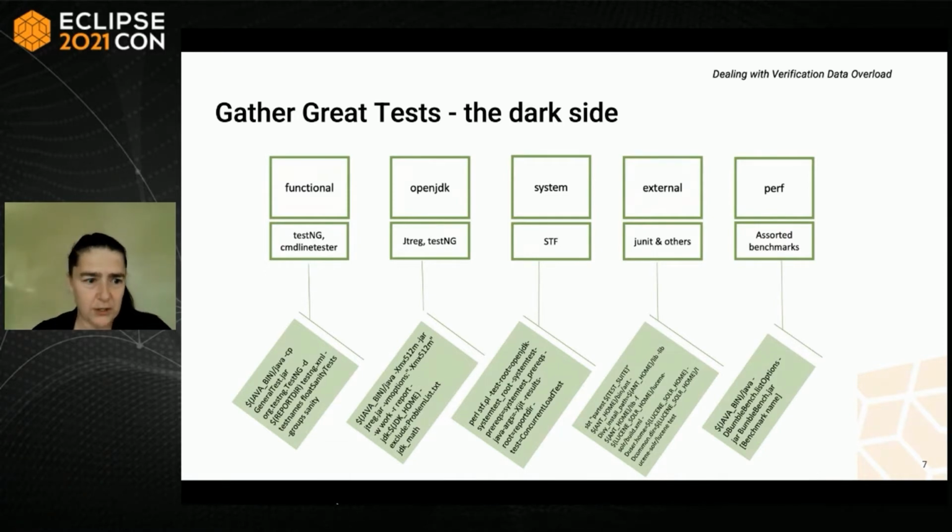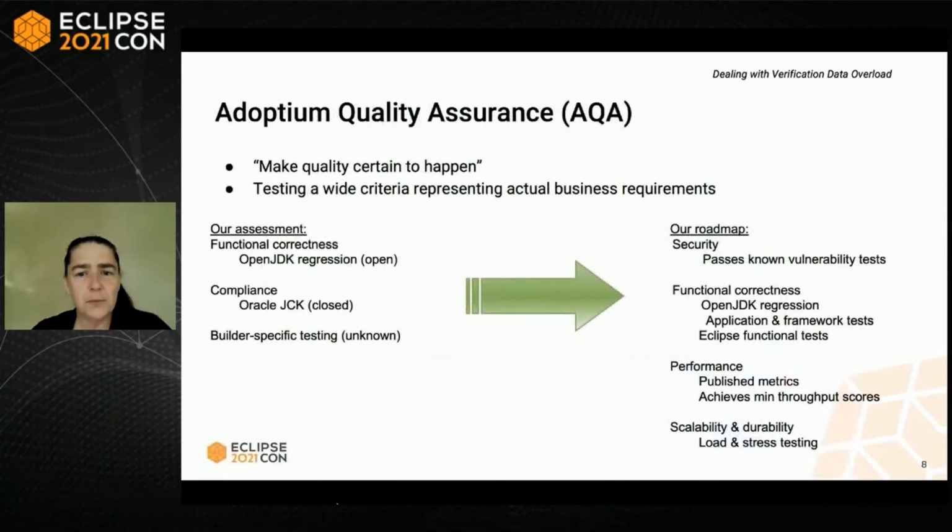But let me change gears for a moment. How did we arrive at gathering and writing of tests to cover particular enterprise-grade quality criteria? Four years ago, we assessed the landscape and saw that there was some open source test material from the OpenJDK project, and there were some closed compliance test material under license from Oracle. And whatever distributors were doing behind the closed doors of their company was unknown. So we created a roadmap, which we're still working on today.